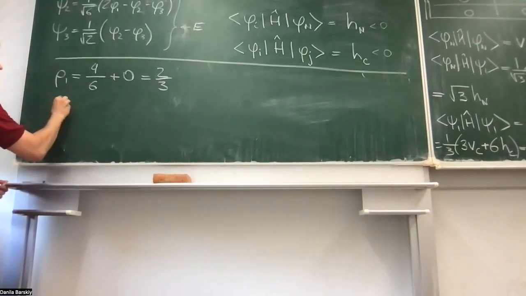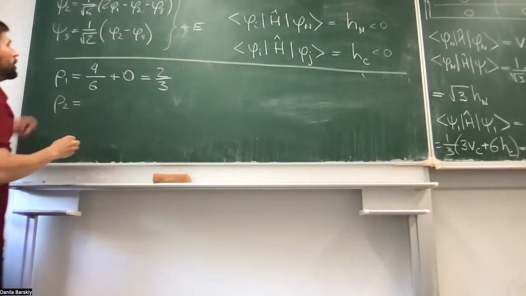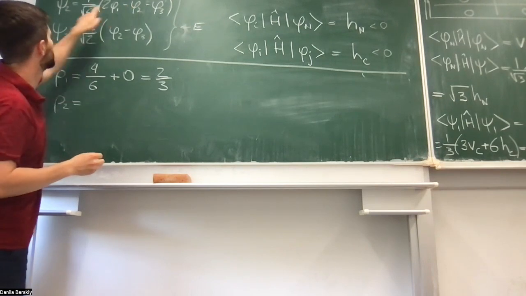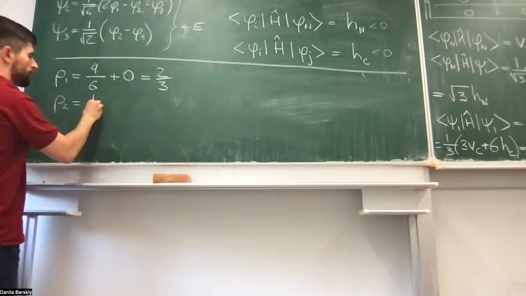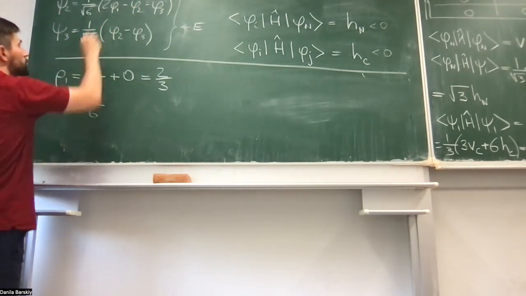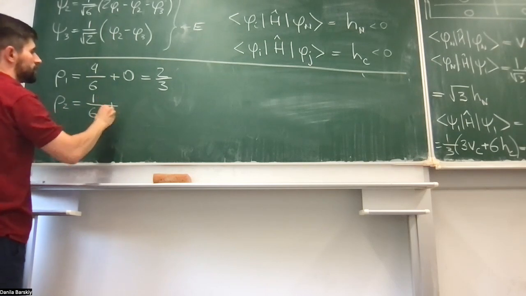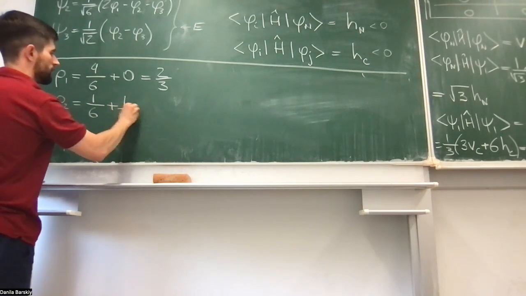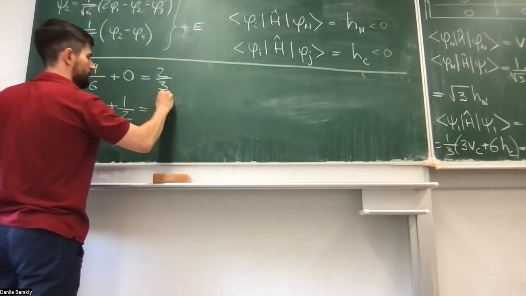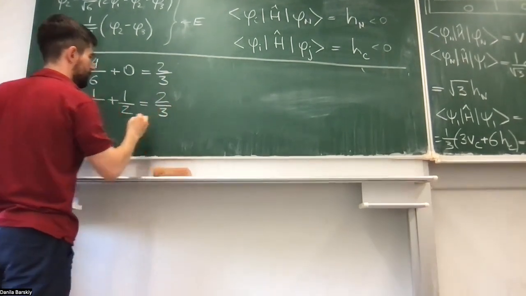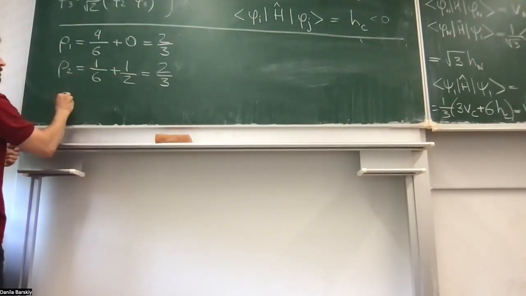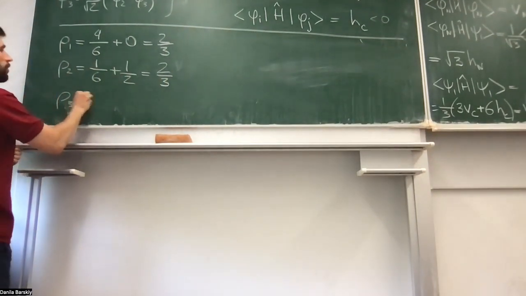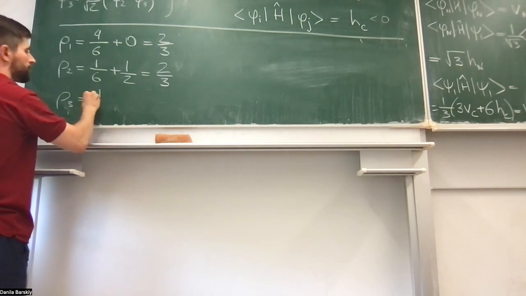If we take the second atom, we take the 1/6 coefficient in front of P2, plus the square of this here, 1, 2, also 2/3. And the same is on the third atom.